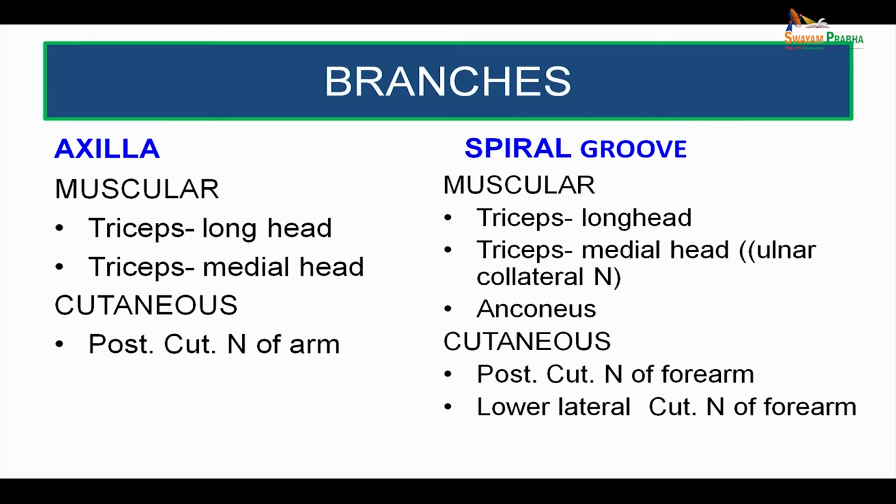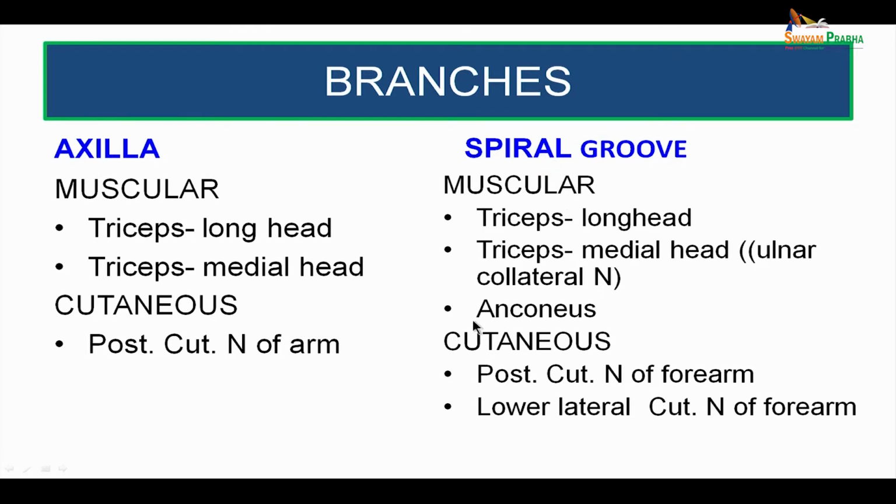So, now to summarize the branches given off at different regions. In the axilla, it gives off the muscular branches, namely to the long head of triceps and to the medial head of triceps. It also gives off a cutaneous branch called the posterior cutaneous nerve of arm.